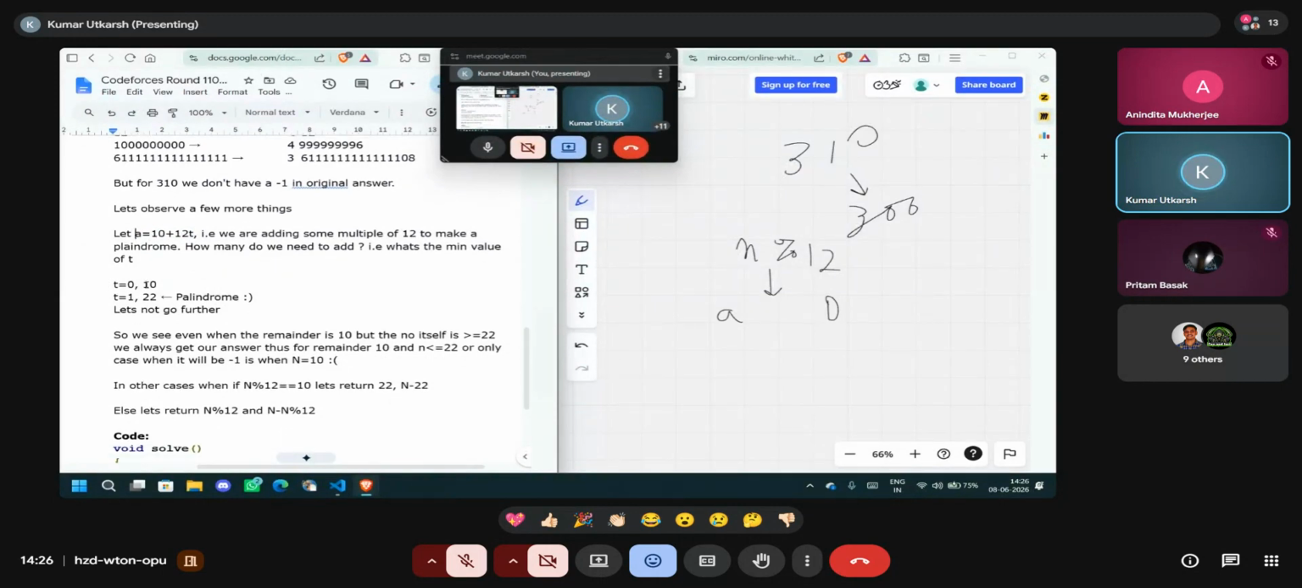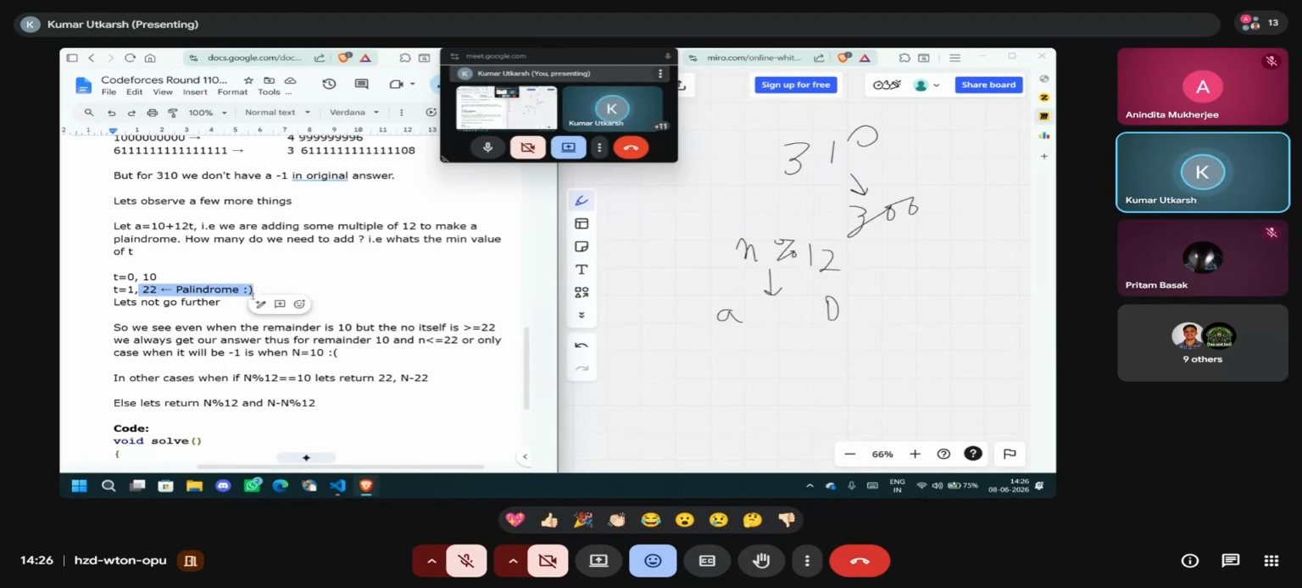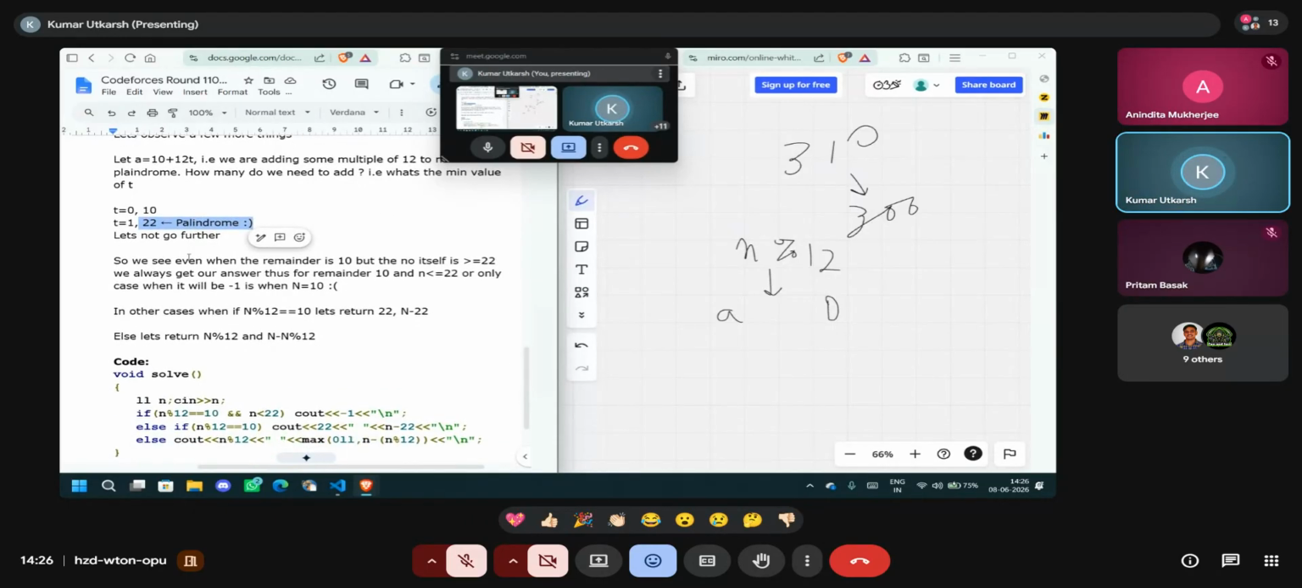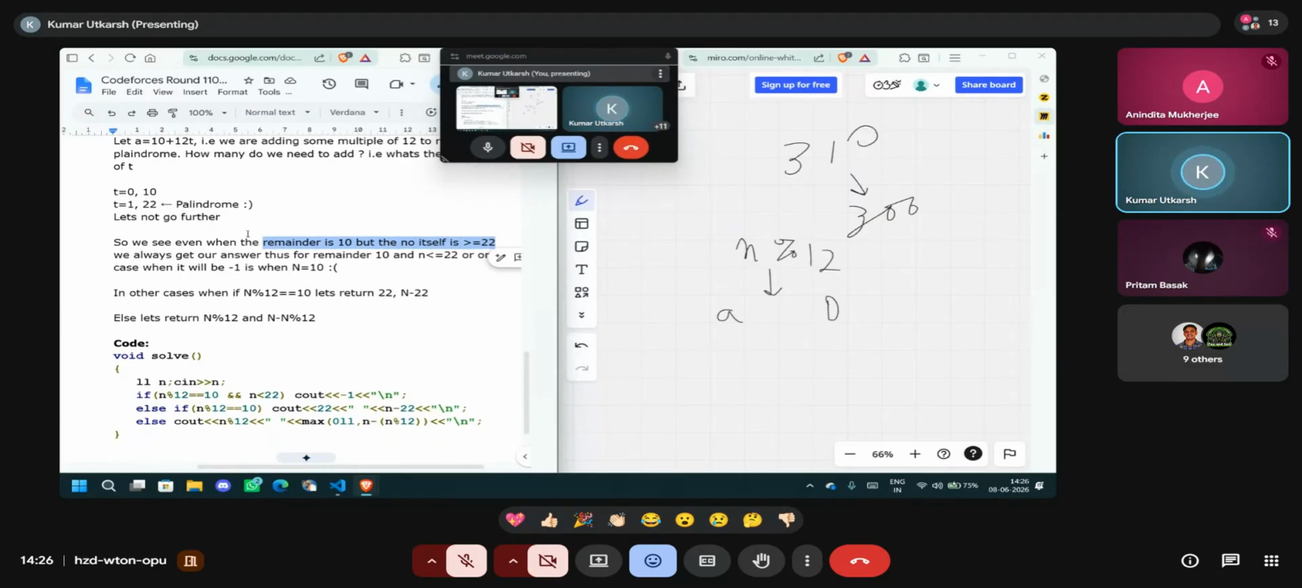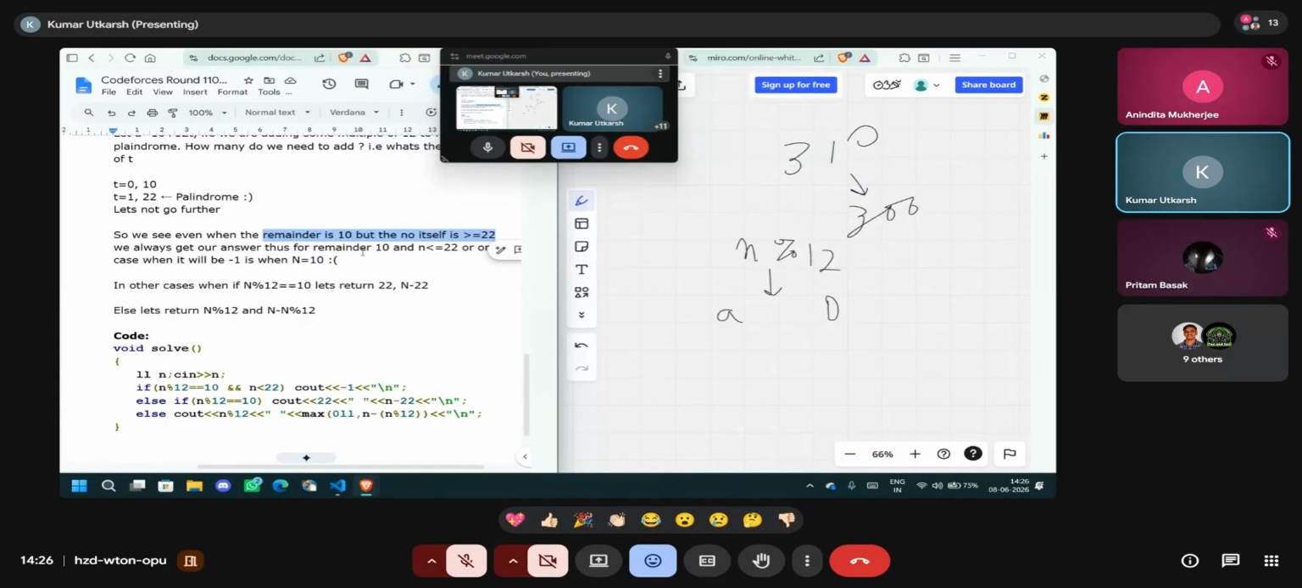So for t equal to 0, A is 10. For t equal to 1, it is 12. It's a palindrome, right? So we don't need to go on any further. And we check if the remainder is 10 and the number itself is greater than 2, meaning 22, then we always have an answer. But we only don't have an answer when n is equal to 10, right? This is the same as our sample test case, and we can prove that we never have an answer for this. We already have our proof.